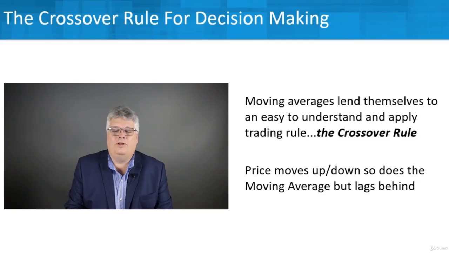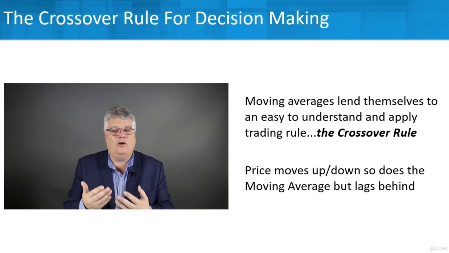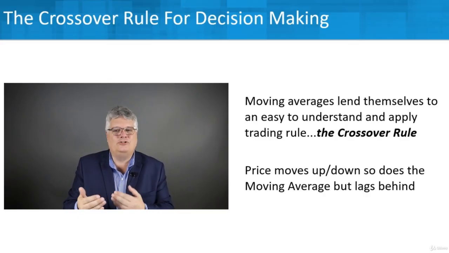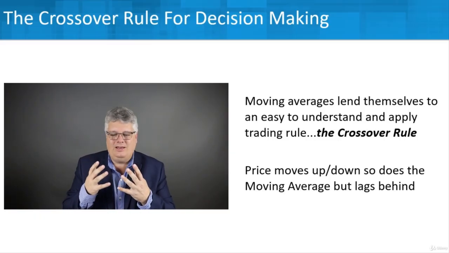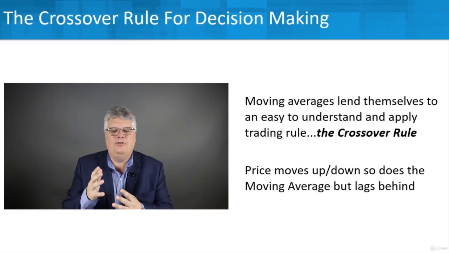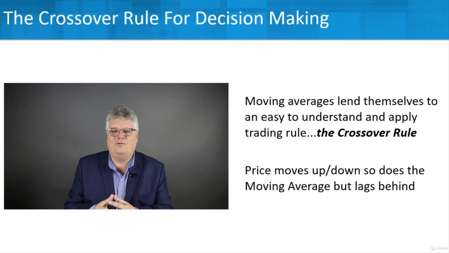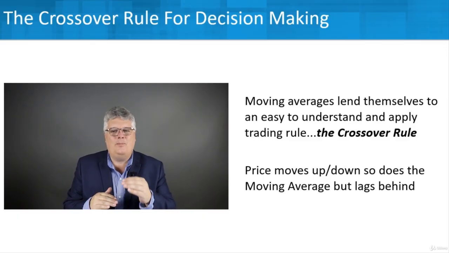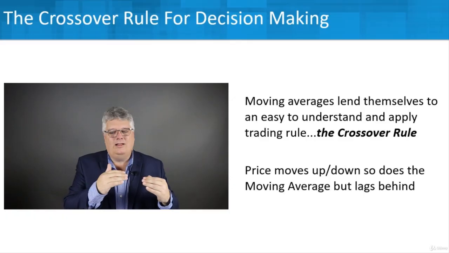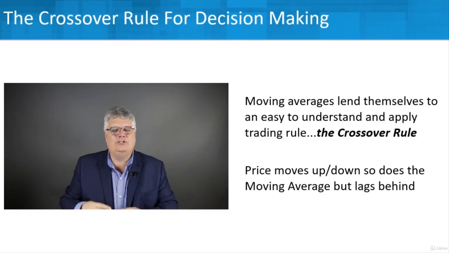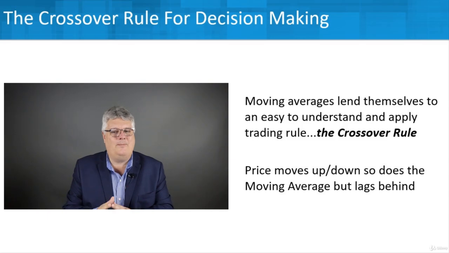The crossover rule is a very well-established rule for decision making, whether you want to buy or sell a particular security. It involves moving averages and when they cross over things. Moving averages lend themselves really easily to understanding and applying this trading rule. As prices move up and down, so does the moving average, and it lags a little bit behind it, but when they start crossing over, that means something's happening, and we want to make decisions around that.